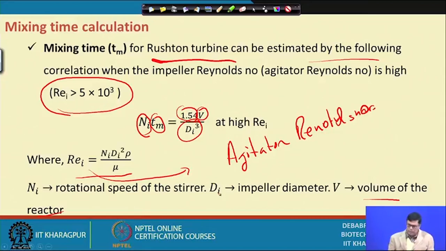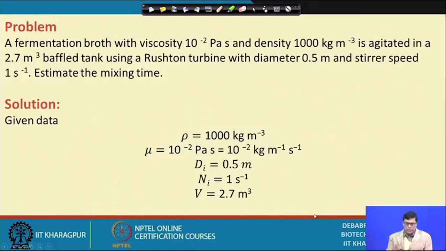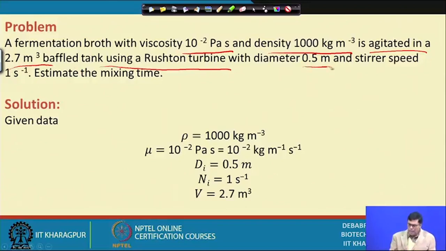This is called the agitated Reynolds number. So, let us see how we can solve this problem. A fermentation broth with viscosity 10 to the power minus 2 Pascal second and density 1000 kg per cubic meter is agitated in a 2.7 cubic meter baffled tank using a Rushton turbine with diameter 0.5 meter and stirrer speed of 1 second inverse. Estimate the mixing time. How can we solve that?